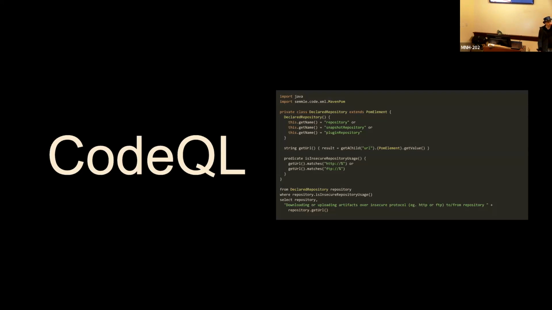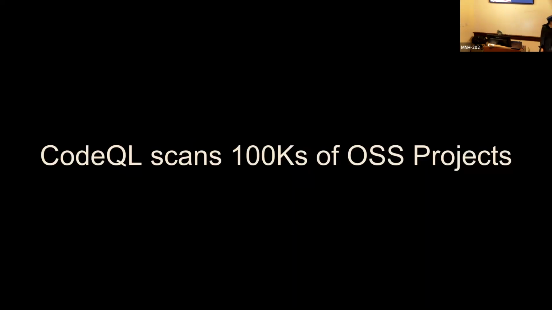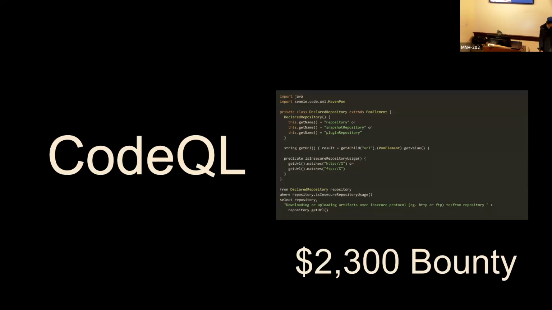And so using this little simple CodeQL query, I was able to detect this vulnerability across the open source ecosystem. CodeQL scans hundreds of thousands of open source projects, and you can run those queries against those projects to find vulnerabilities. And for this very simple query, it's not very much code, and then a little bit of associated documentation. GitHub awarded me a $2,300 bounty for this little chunk of code.